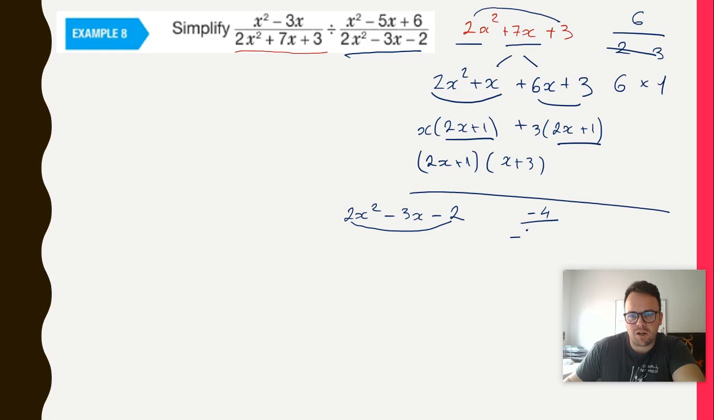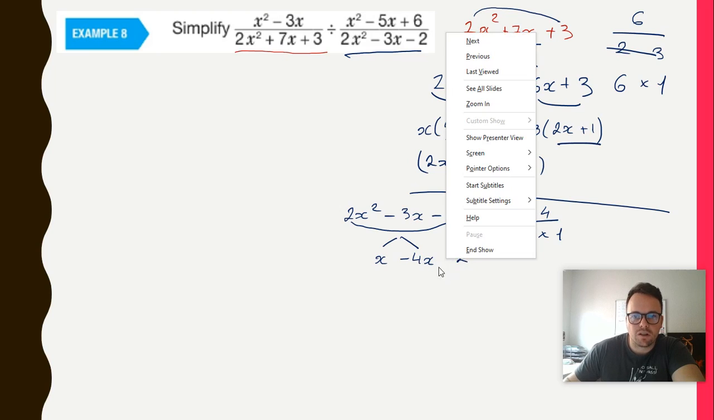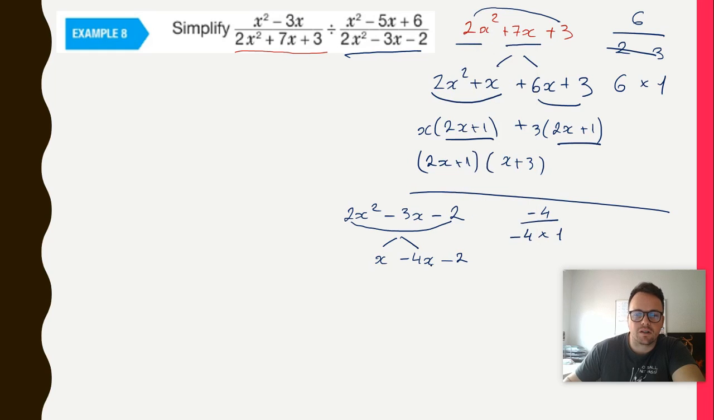So minus 4 times 1 maybe. Minus 4 times 1 is minus 4. Okay, minus 4 plus 1 is minus 3. So great. Okay, let's split that minus 3 into, probably it's going to be x minus 4x. And I just copy this minus 2 there. Oh, why did that come up? Oh, I think I pressed too hard. Okay, 2x squared plus. Brilliant.